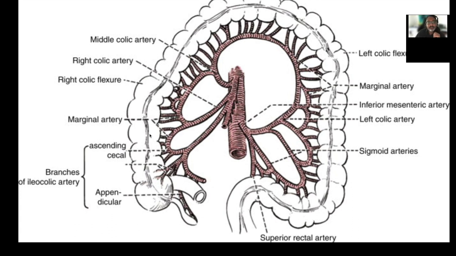So it's like this, that the ascending colon is on the right side. The transverse colon is in the middle. The descending colon is on the left side. So the artery that supplies the ascending colon is the right colic artery. The artery that supplies the transverse colon is the middle colic artery because it's in the middle. And the artery that supplies the descending colon is the left colic artery because it's on the left.